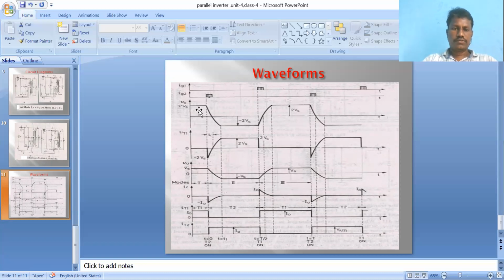Let us take the first mode. The capacitor voltage is 2 VDC, and T1 is turned on. Once T1 turns on, the voltage across thyristor 1 becomes 0 and the load voltage is positive. There is no capacitor current; the output current is positive and equal to the thyristor 1 current. And what about the thyristor 2 current? 0. That is the first mode.